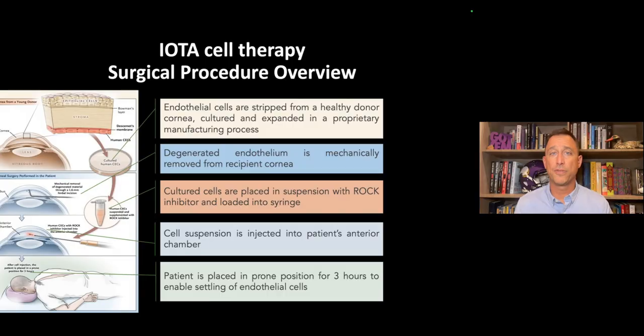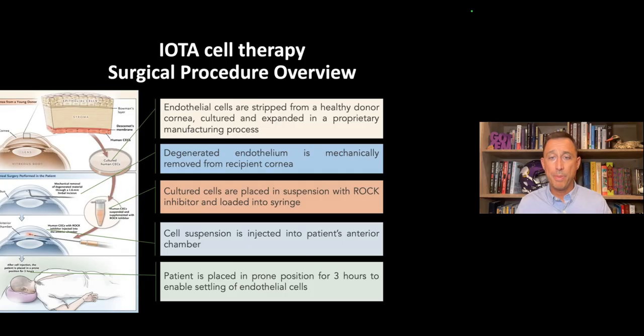One of the exciting things for the future is this new IOTA cell therapy, where they're actually taking donor corneal tissue. So they're using cultured human endothelial cells. They're growing them in plates. They're mixing them with a suspension of ROCK inhibitors and some other types of substances. They're then culturing more of these types of cells. They then inject it into an eye that needs it.